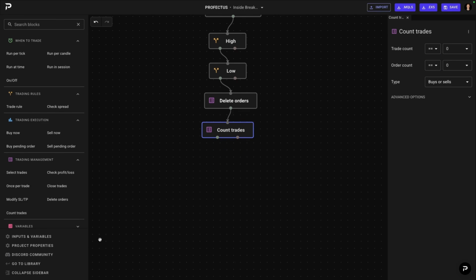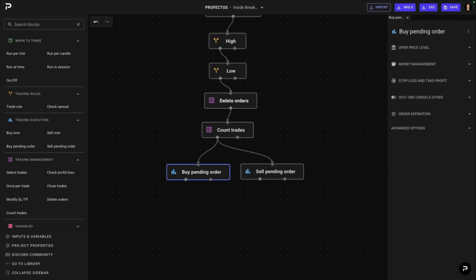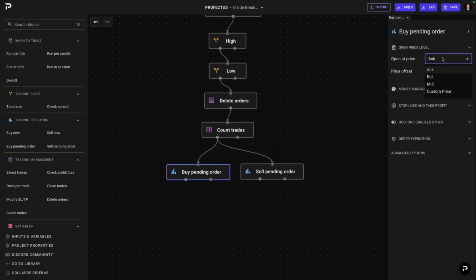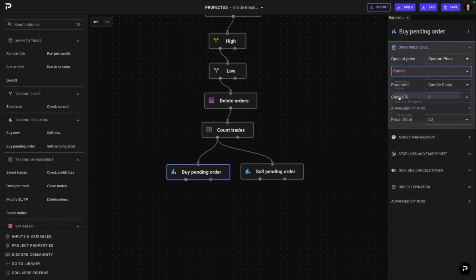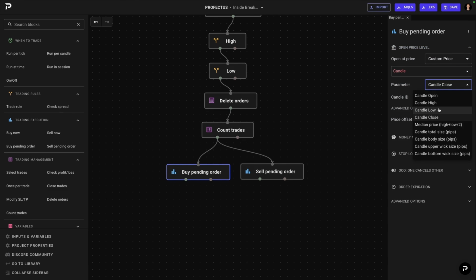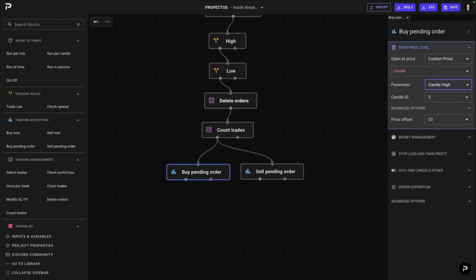If this is then true, you go here, buy pending order. Let's do it like this. Sell pending order, connect them already. Now let's check it out for the buy pending order. The open price level, we simply make this based on custom price, based on candle, right? And on the candle low. Actually, I am mistaken. On the candle high.